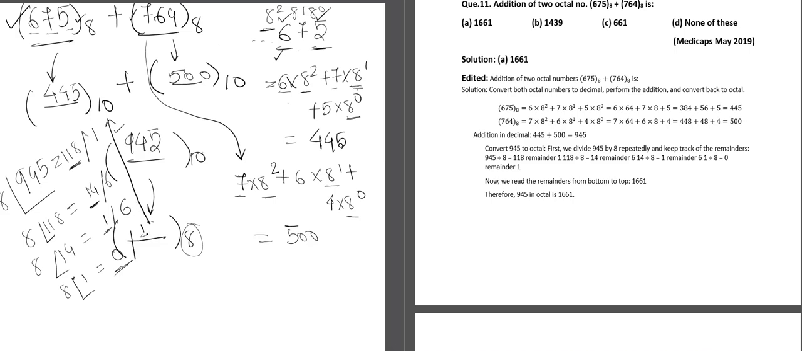So first we write 1, then 6, then 6, then 1. So our number will be 1661, and as it is an octal number, we write base of 8. So our resultant octal number will be 1661 with a base of 8.